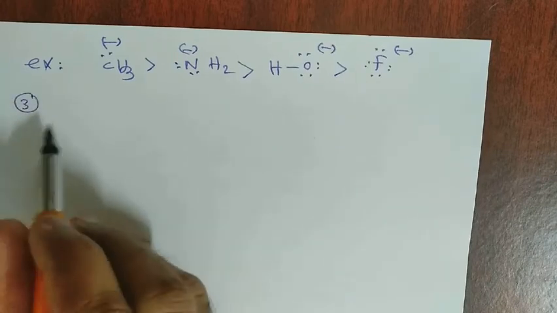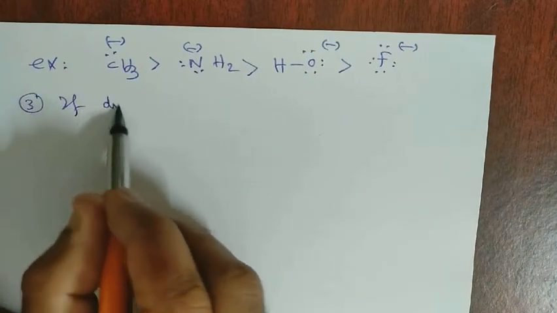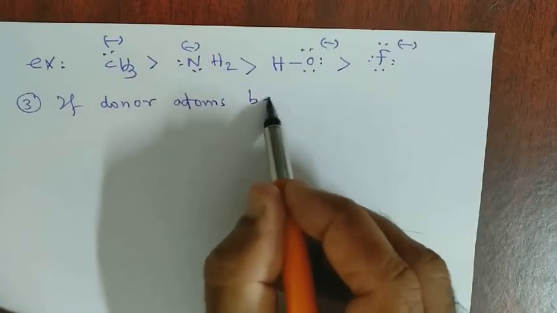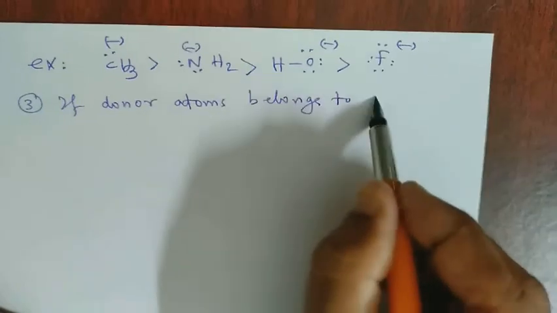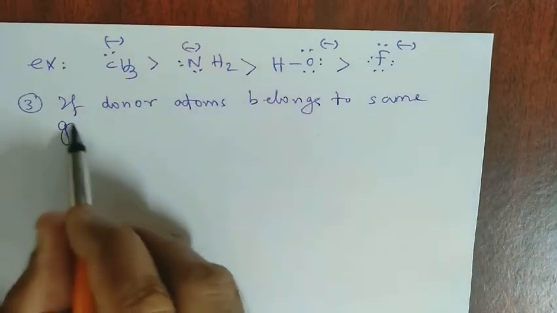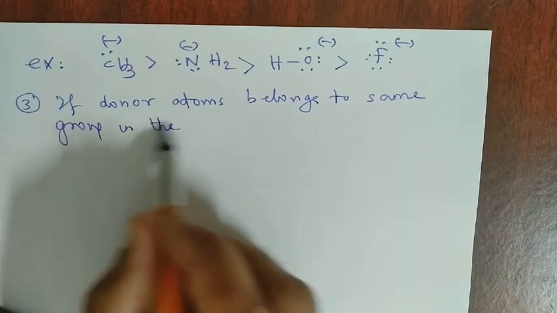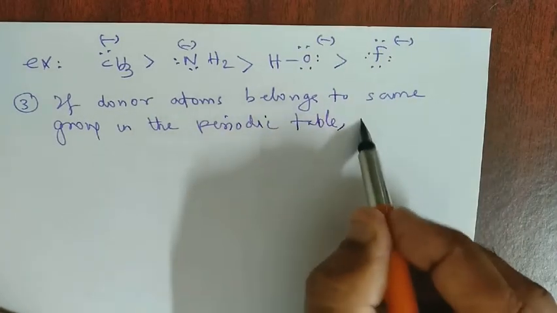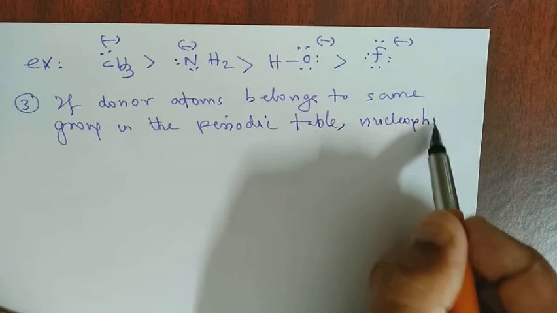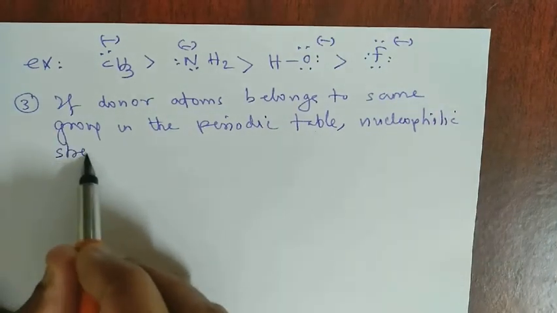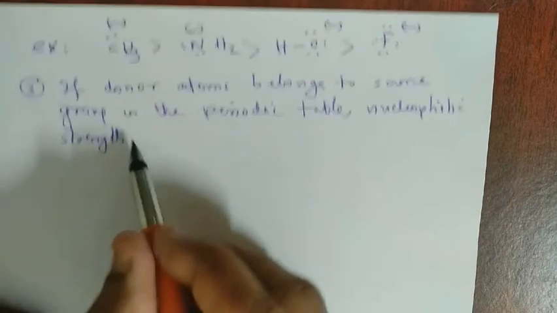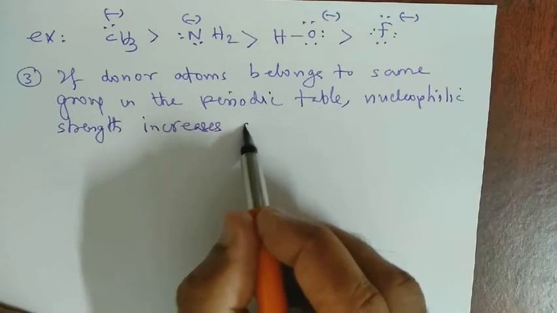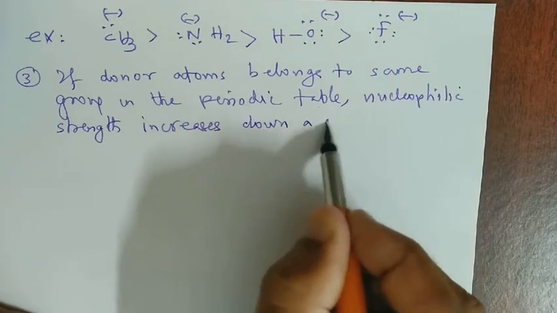Now last, if donor atoms in the nucleophile belong to the same group in the periodic table, nucleophilic strength increases down a group.